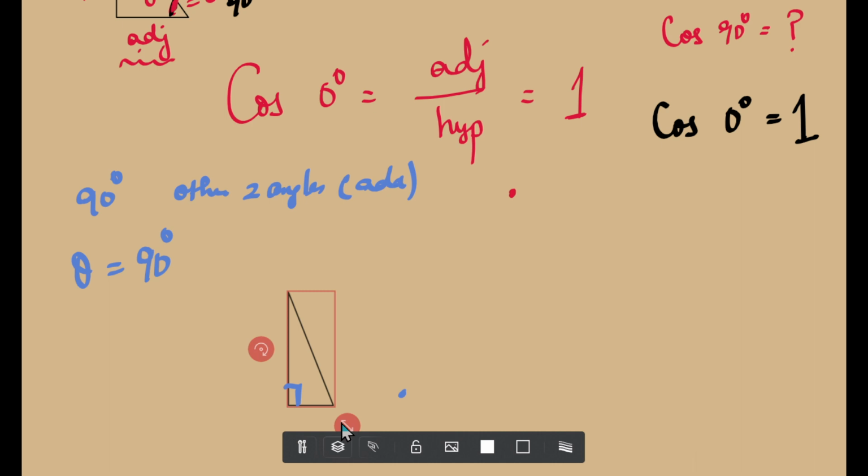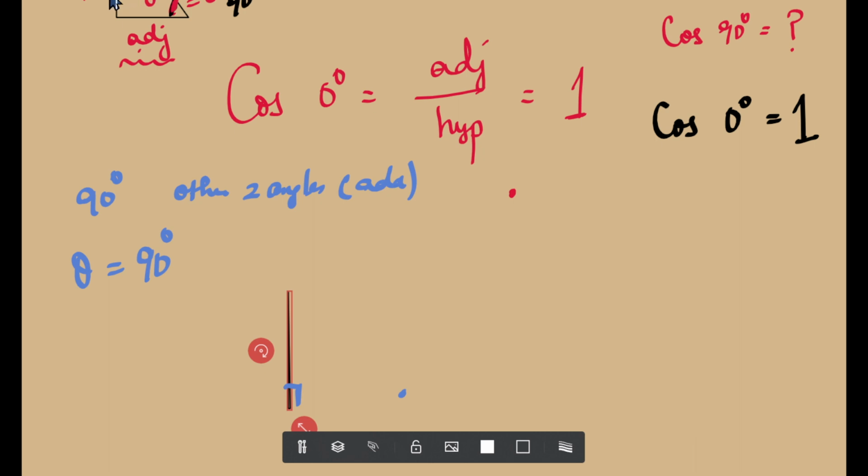So yeah, the adjacent is diminishing. It is just decreasing and decreasing, and when theta is becoming 90 degrees, there is almost nothing. But when theta becomes 90, the adjacent has vanished completely. There is no adjacent side.